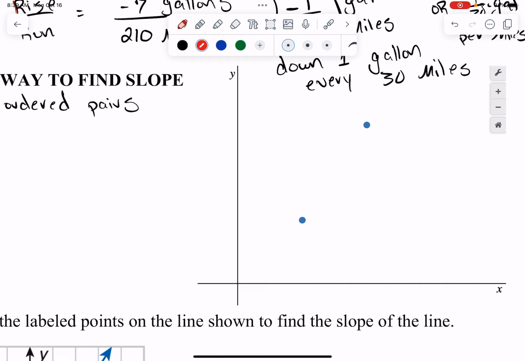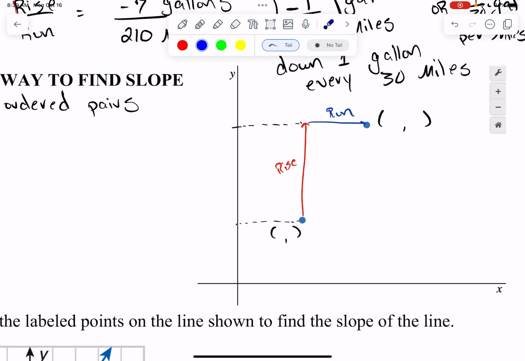I would want to count the rise, which would be up. There's my rise, and then my run will be over, to find the slope between these 2 points. So how do I find it? All I really need to know is the x and y coordinate for each of these points. Let's mark this up. This point down here has coordinates x and y, and this point up here has coordinates x and y.